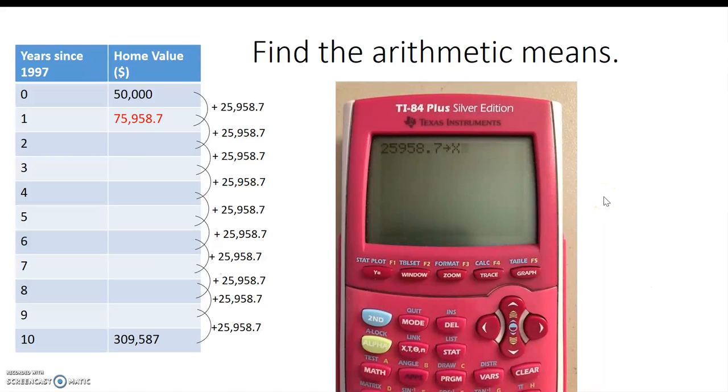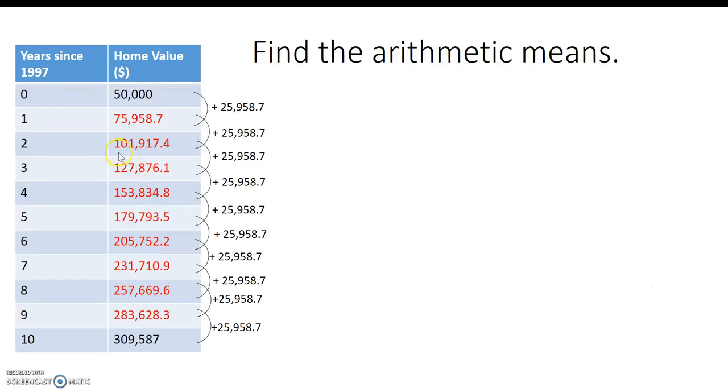You're going to hit enter, and then it's going to save that 25,958.7 as the x key. So then in your calculator, you can type in 50,000 plus x, and it should bring you 75,958.7. And then you can just type again plus x, and then you're going to get the next number, which would be the 101,917.4. And then you can keep hitting plus x to fill in the rest of the values on the table. And when you get to the end, you should get that year 10 would be 309,587. Hopefully that helps. Thanks for listening.